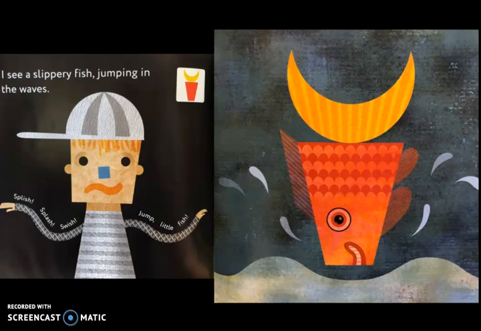I see a slippery fish jumping in the waves. Splish, splash, swish. Jump, little fish.